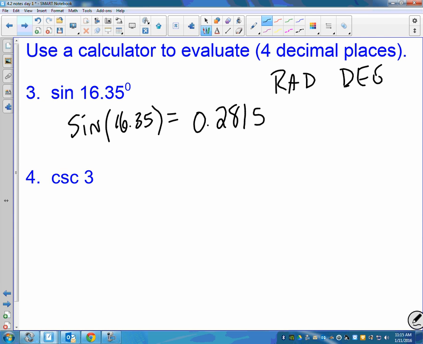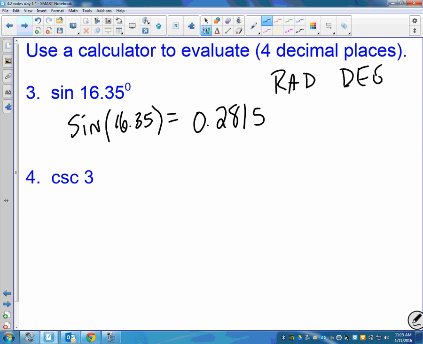1, this is not degrees, right, because there's no degree sign. So step 1 is change to radian mode. So I'm going to move over and you have either R or RAD. Step 2 is there's no cosecant button on the calculator. There's no secant button, there's no cotangent button, because it's just the reciprocal of those functions.